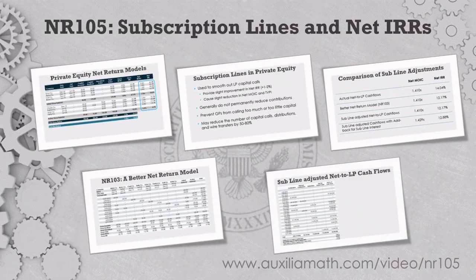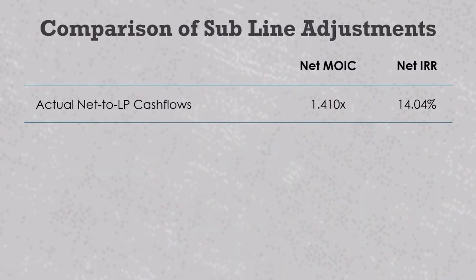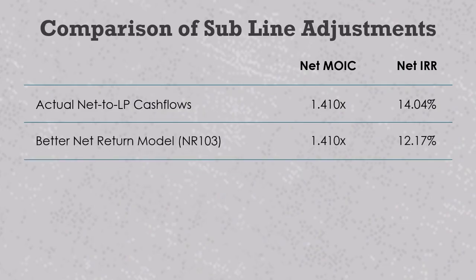So just to go back and summarize these models, the fund's real actual net to LP returns are a 1.41 net multiple and a 14% net IRR. When we use the better net return model to synchronize all net and gross cash flows, we get the same net multiples and a subline adjusted net IRR of 12.17%.